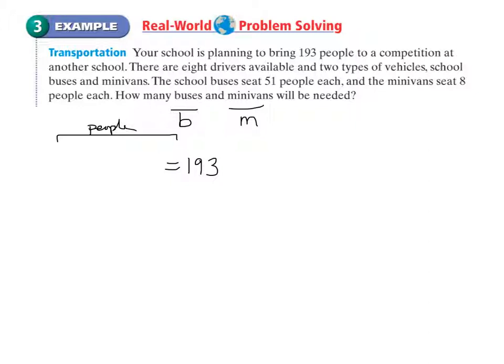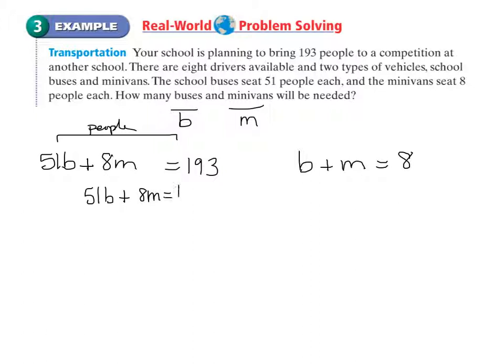Now there are 8 drivers available with 2 types of vehicles. 8 drivers means I would have a total of 8 buses or minivans. So if I have B buses plus M minivans, that gives me 8 total vehicles because I have only 8 drivers. The school bus seats 51 people each, plus the minivan can seat 8 people each, for a total of 193 people. So my equation is going to be 51b plus 8m equals 193. And then b plus m equals 8.